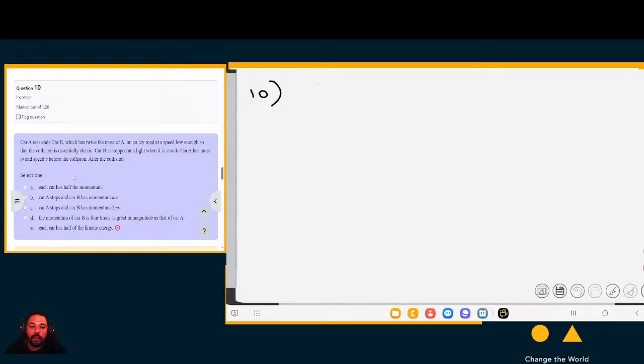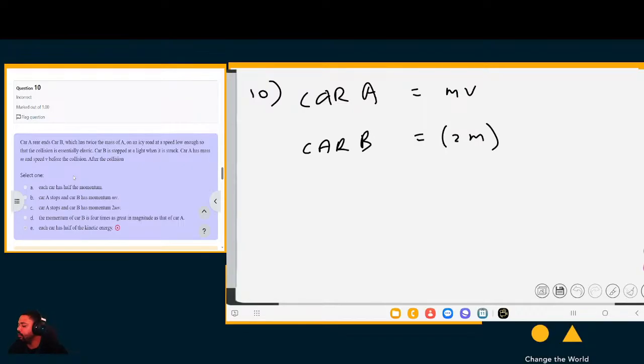Car A, its momentum is mass times velocity. That's car A. Now car B, its mass is twice that of the mass of car A.